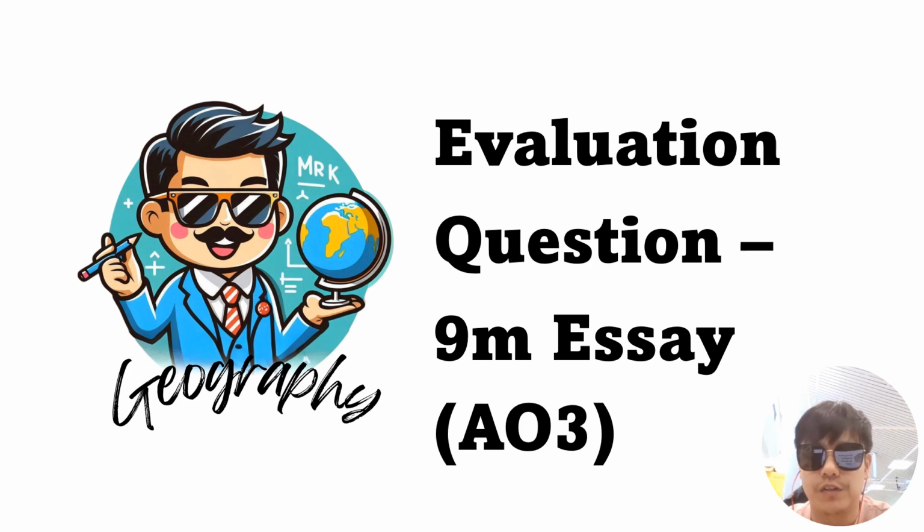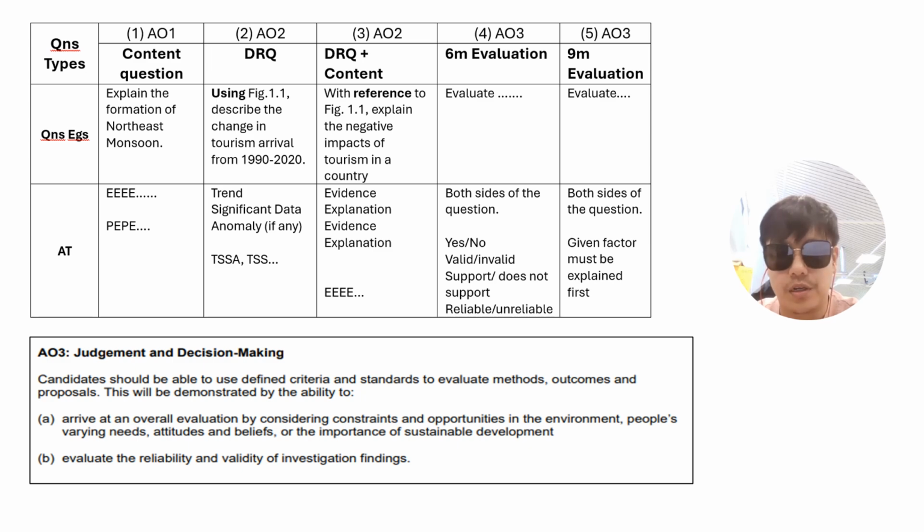Today we're going to continue evaluation question, but we're going to focus on the 9 marks essay questions. So you can see over here, this is the 5th type of question, and most of the time you will be asked to evaluate certain issues, concept, or based on certain factors. For the core geog students, you'll be given stimulus. For the geography elective students, 2260, you may not be given any stimulus, but it's okay. A lot of students struggle with this, so I'd like to touch on this hopefully in depth.